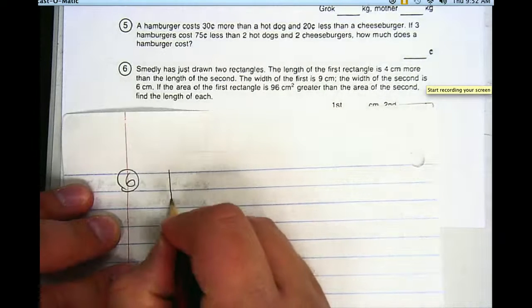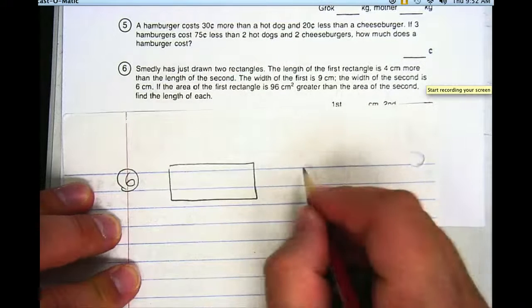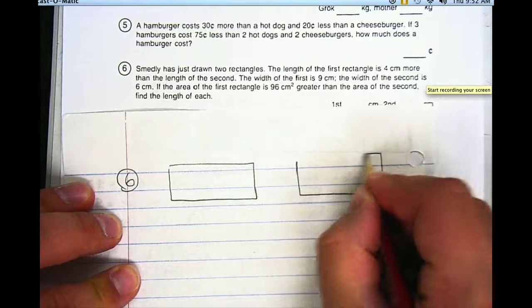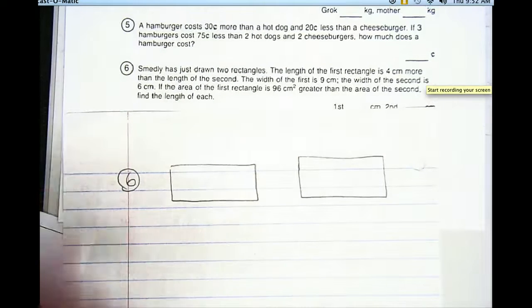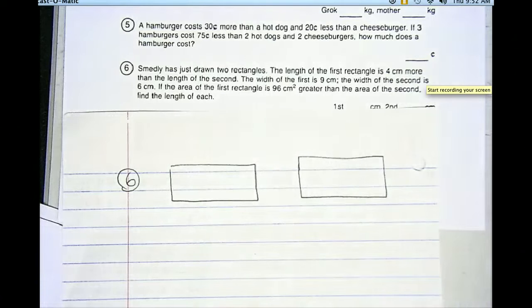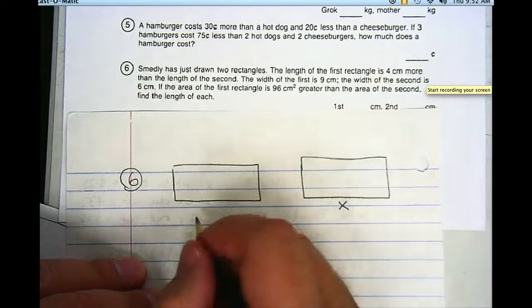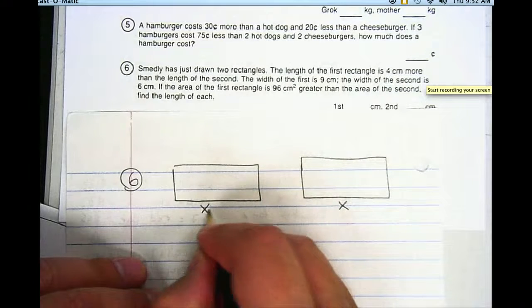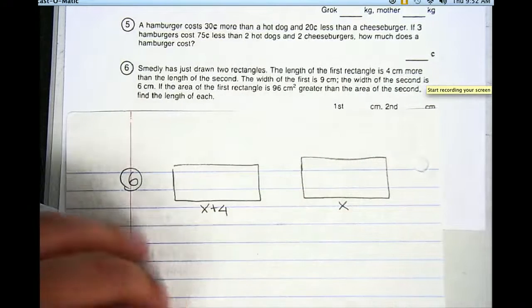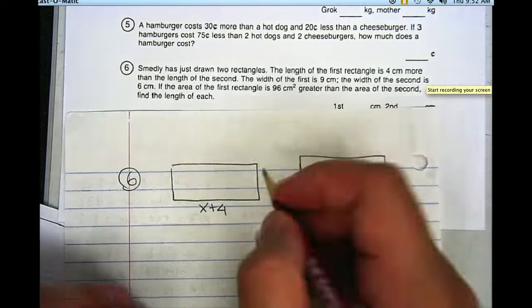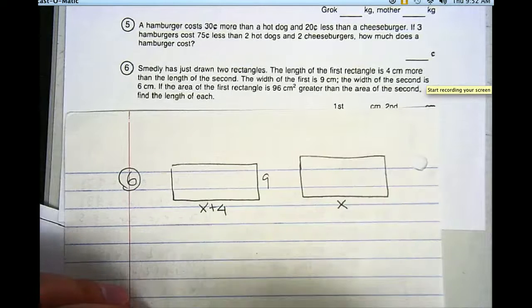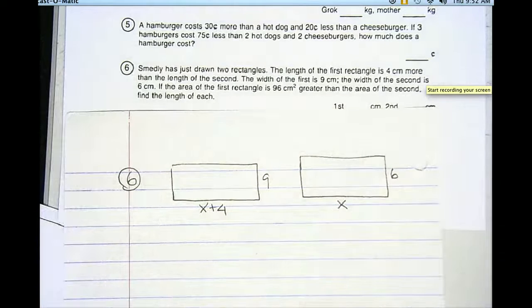So I have 2 rectangles. Here's going to be my first rectangle, and this is going to be my second rectangle. Now I'm not going to make them to scale, but I'm just going to draw the 2 rectangles. The length of the first rectangle is 4 more than the length of the second. So I'm going to have x be the length of the second rectangle, and if the length of the first is 4 more, that has to be x plus 4. The width of the first is 9 centimeters, and the width of the second is 6 centimeters. So there's my defining the variables. In this case, I just drew a picture to define the variables.